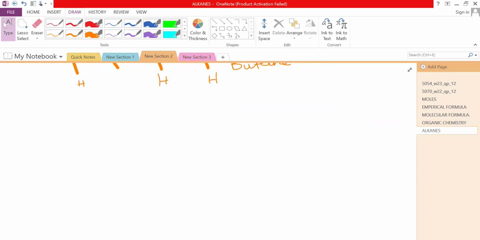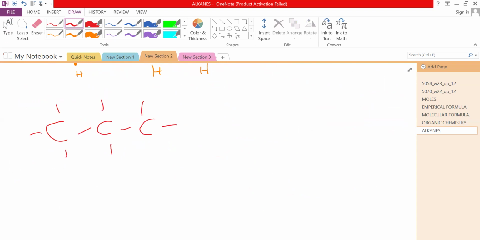Let's draw the second possible isomer for C4H10, and I'm drawing it with red. It would be like this. So you can see that here the molecular formula is same, but the structural formula is different. There are 4 carbons. The molecular formula is same, but the structure is different. And it is methyl propane.